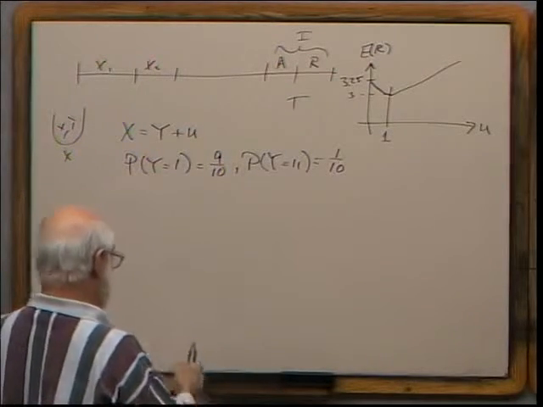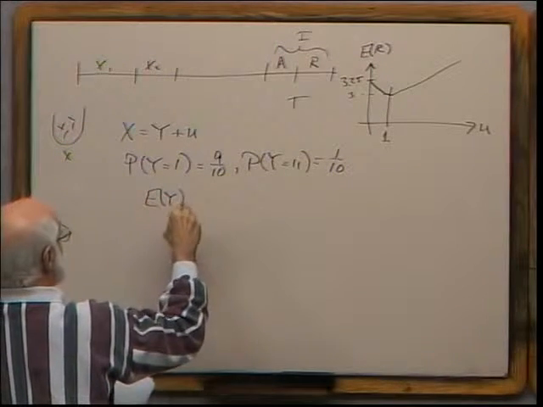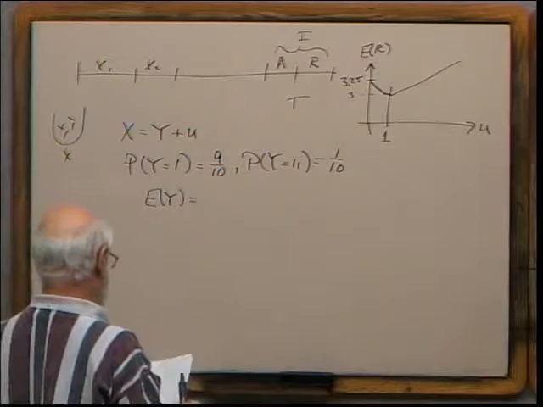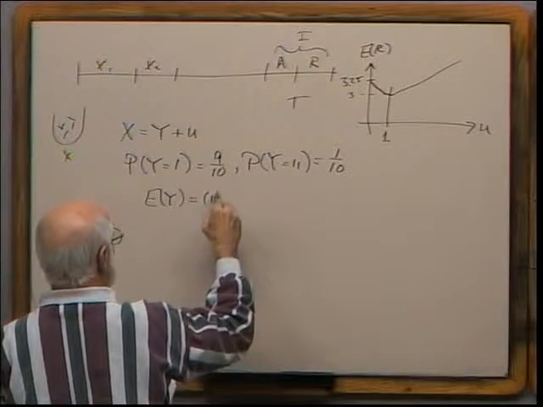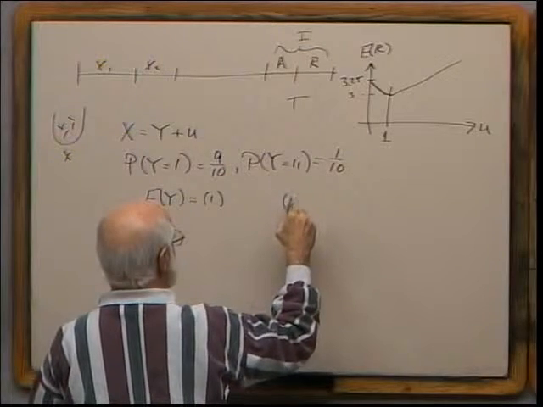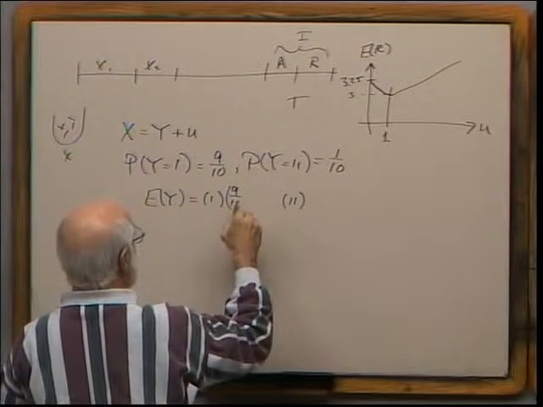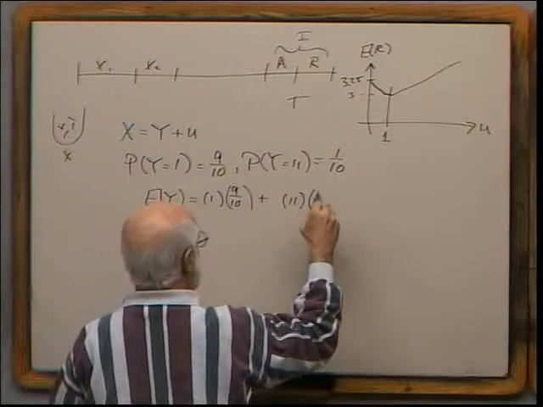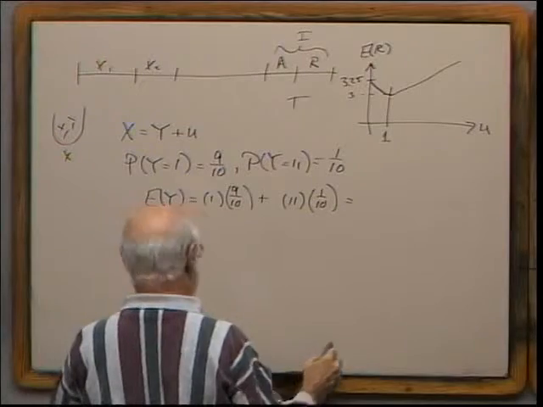Okay, so the expected value of y from the formula is equal to the values the random variable takes, which are 1 and 11, times the probability it takes those values, which are 9/10 and 1/10. So simple arithmetic shows you that this value turns out to be 2.